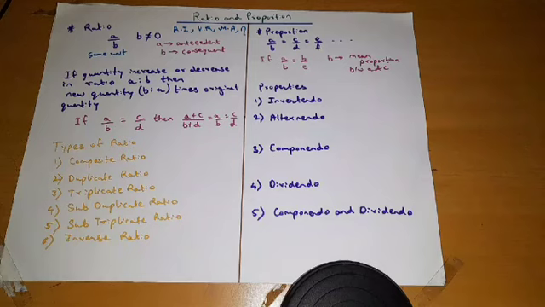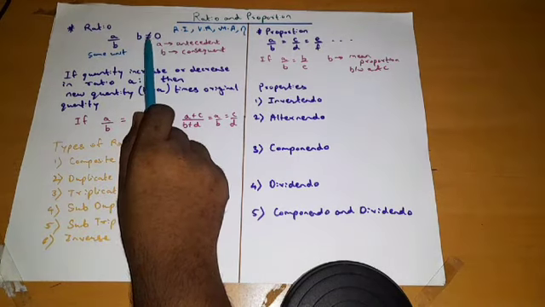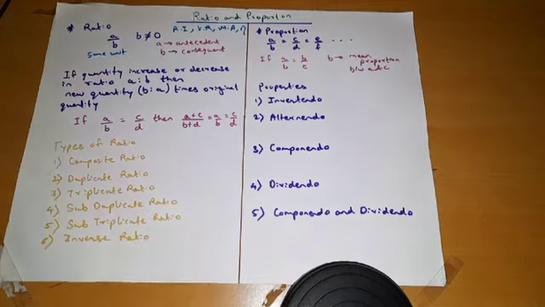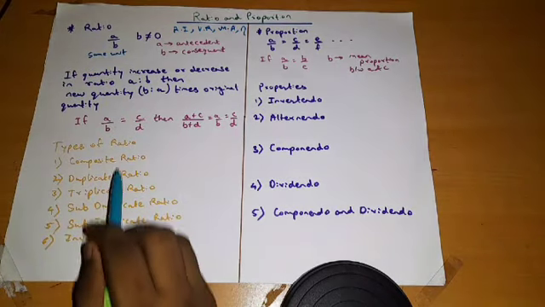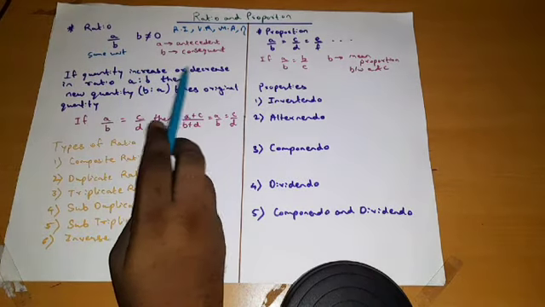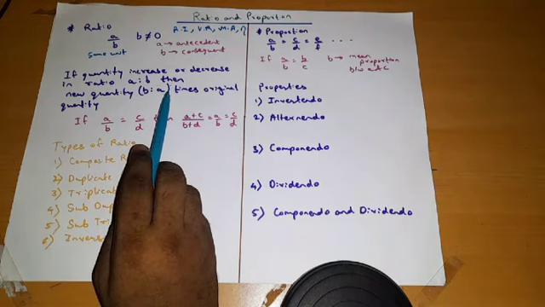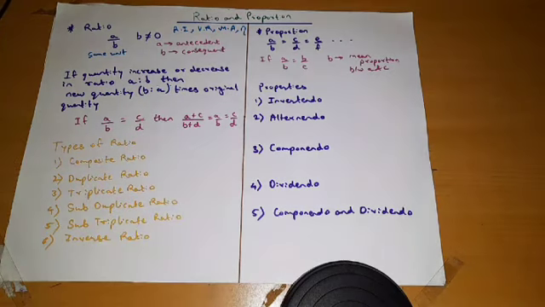Here a upon b, where b is not equal to 0. If b is equal to 0, we will reach infinity, which is not possible. If a quantity increases or decreases in the ratio a is to b, then the new quantity is b is to a times the original quantity. This is another important note.